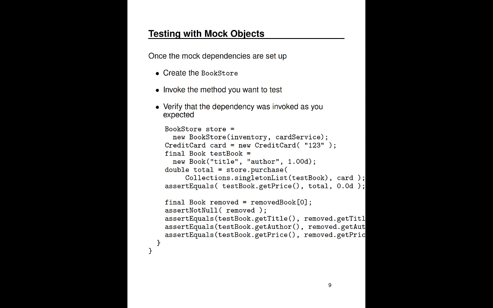So now we've invoked our method that does the work. We've verified that it returns the right value. But what we're also testing here is that the book that we purchased is removed from the inventory. Well, how do you do that? Well, now we're going to interact with the mock object, and actually we're going to interact with the side effects of the mock object, which, as you may recall from the previous slide, was to take the book that was removed and store it into that removed book array. We're going to get the first element of the removed book array. We're going to make sure that it's not null, and then we're going to make sure that it is the book that we expect by comparing the title, author, and price of the removed object to the test book.